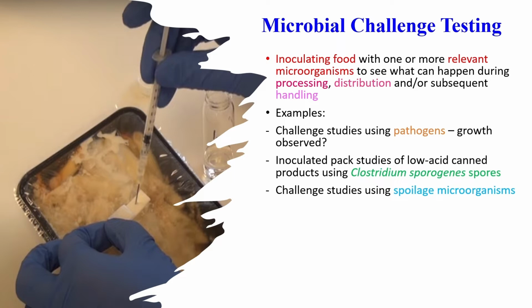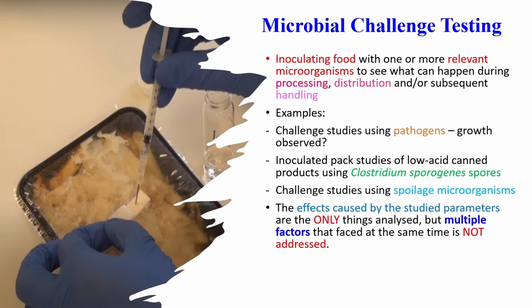Normally we're going to use the spoilage microorganisms during the challenge studies. So actually the effects caused by the study's parameters are the only things being analyzed. But the multiple factors that occur at the same time are not addressed. What does that mean?